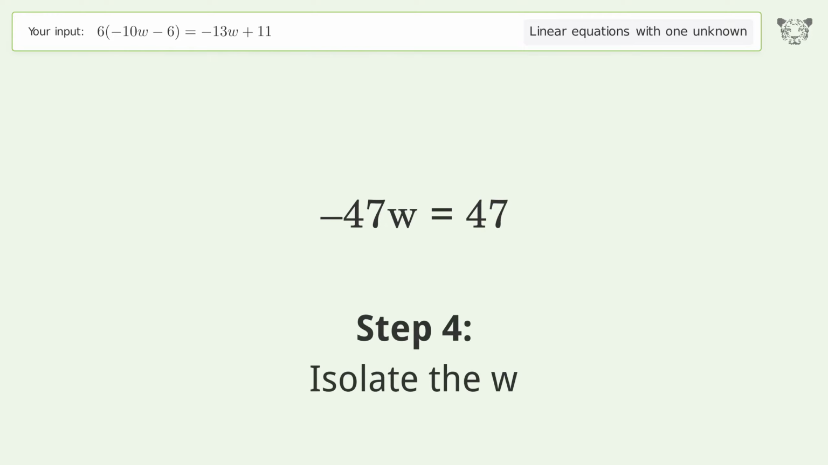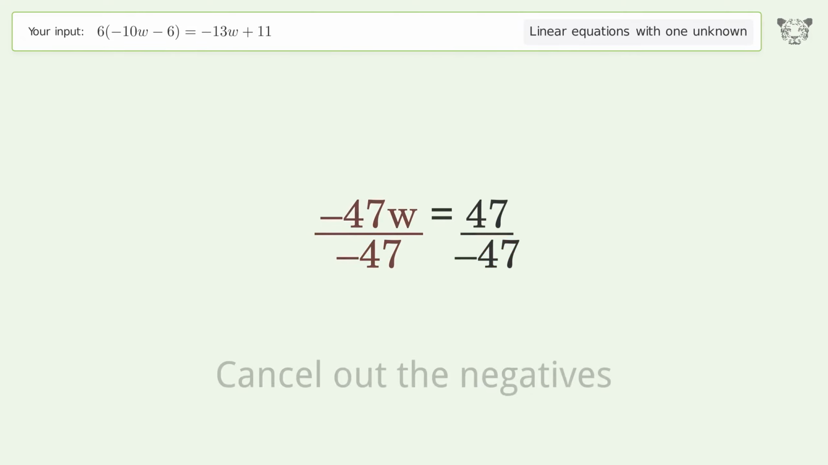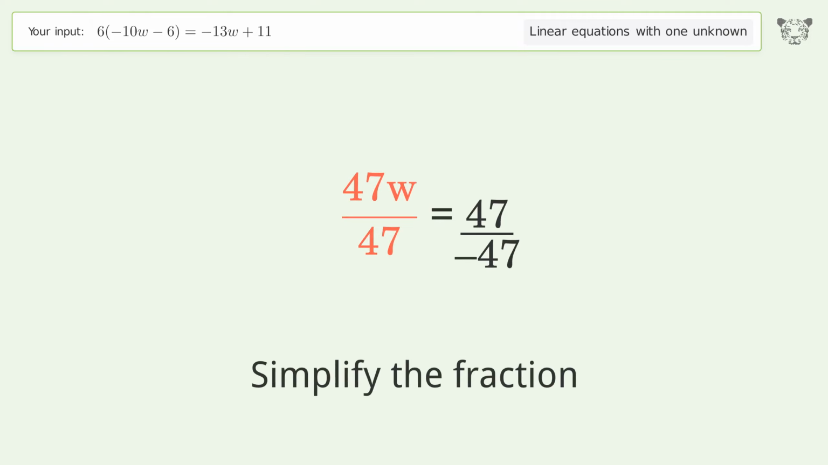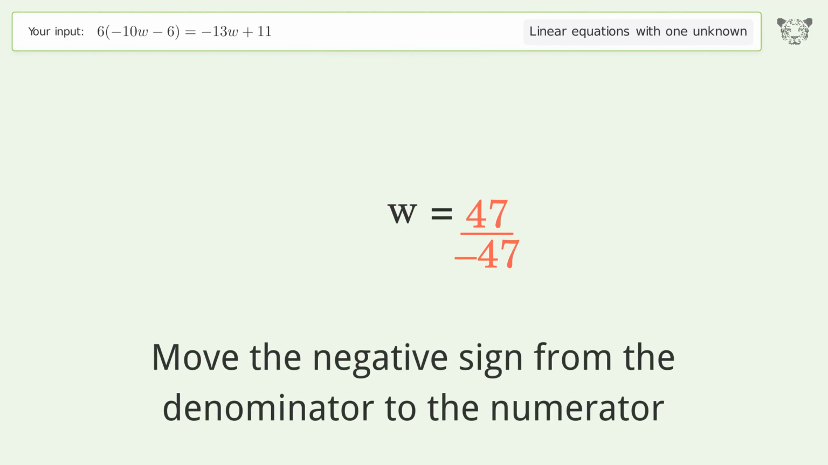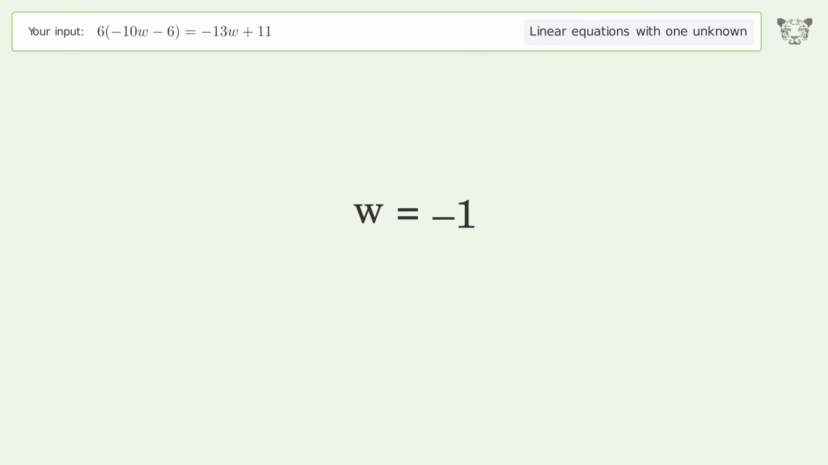Isolate the w. Divide both sides by -47. Cancel out the negatives. Simplify the fraction. Move the negative sign from the denominator to the numerator. Simplify the fraction. And so the final result is w equals -1.